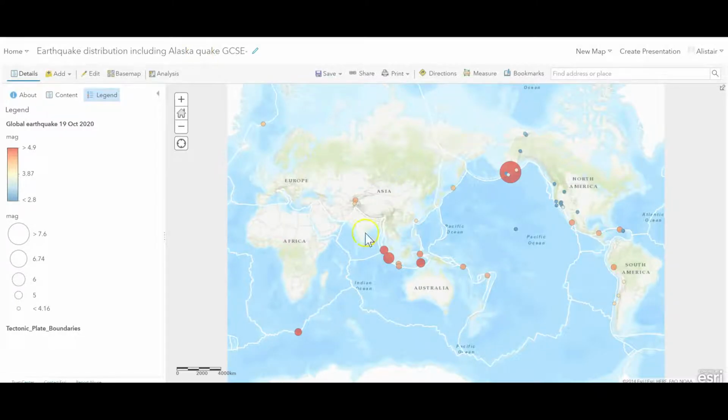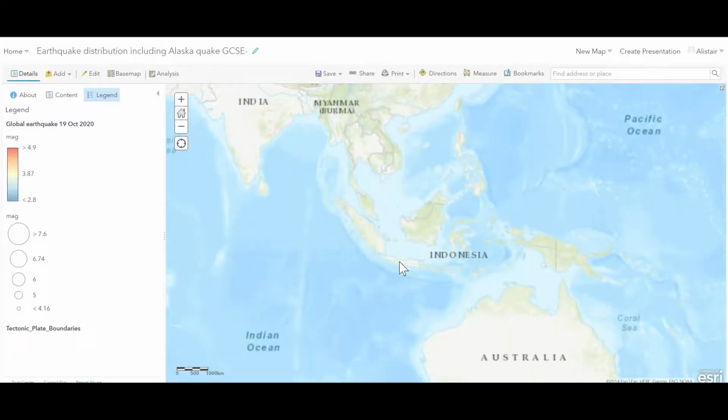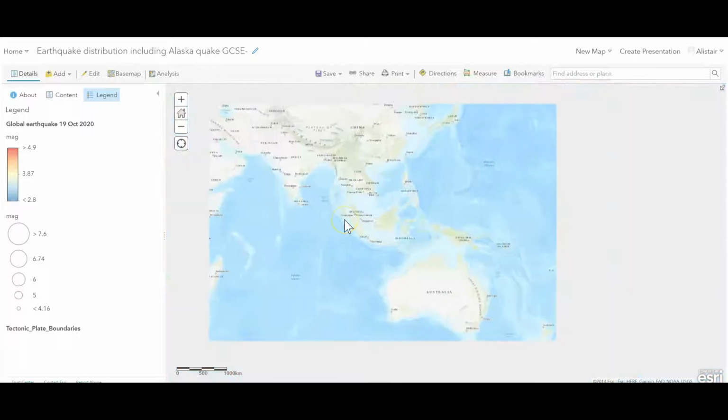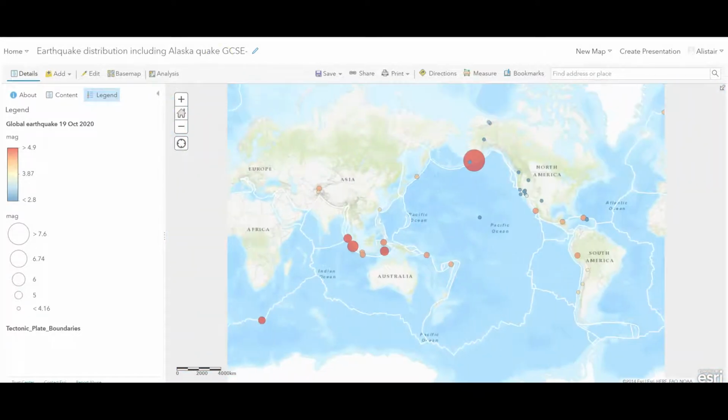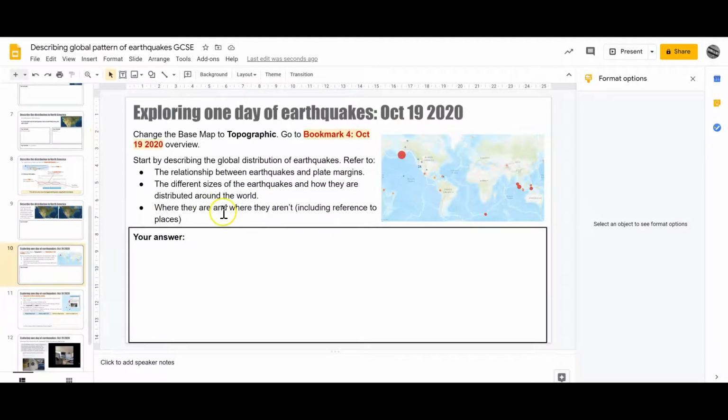Now remember, this is just one day, so you're not going to get all those linear patterns you got from the other ones, because this is just one day's worth of earthquakes. You might be actually quite surprised how many there are, but it's only one day. But where are the bigger earthquakes that day? So take a look at South America. Big earthquakes there. North America. Oh, and what around about here in Southeast Asia? Again, you can go in and you can have a look at the names of the countries there if you need to get any of them. You're in charge of moving around the map. So that's starting off with the overall size and the overall distribution across the world, including reference to places.